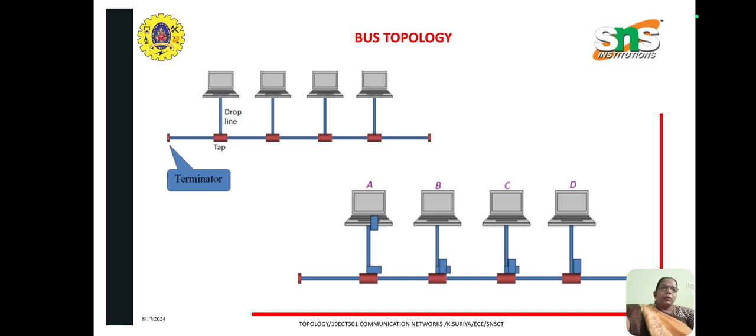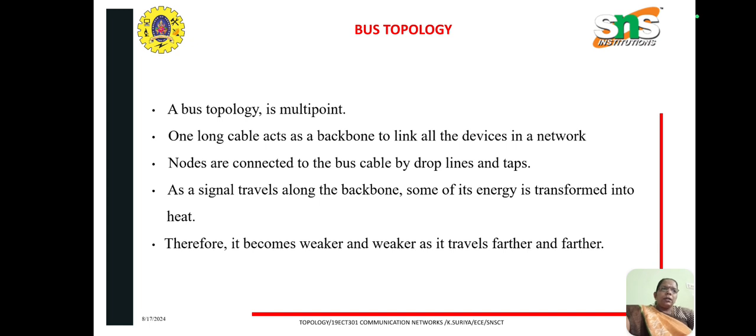Next one is the bus topology. So here it is a multi-point connection. So one long cable acts as a backbone to link all the devices in a network. So as shown in the figure, the nodes are connected to the bus cable by drop lines and taps. A drop line is a connection running between the device and the main cable. A tap is a connector that either splices into the main cable or punctures the sheeting of the cable to create a contact with the metallic core.